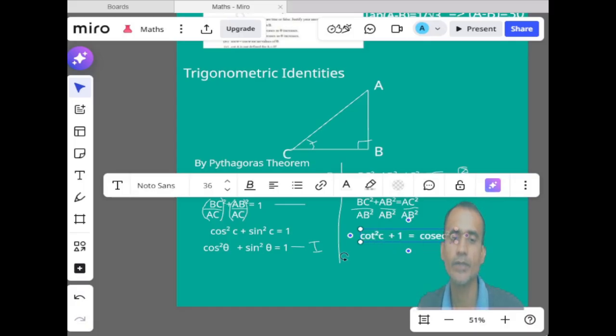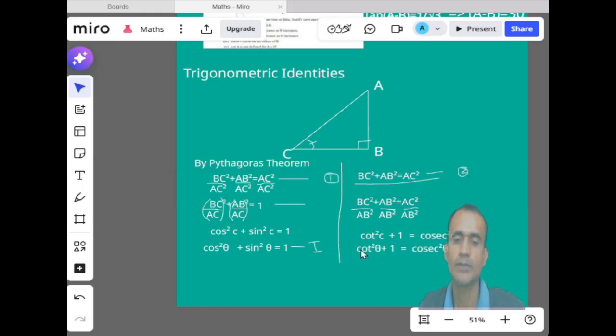And we can write it for any generalized value of an angle. This statement holds true. So cot square theta plus 1, or 1 plus cot square theta, is equal to cosec square theta.